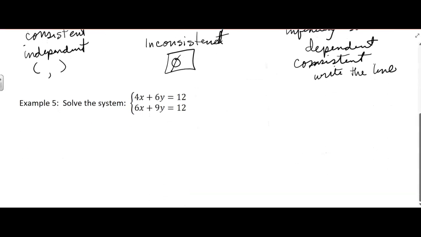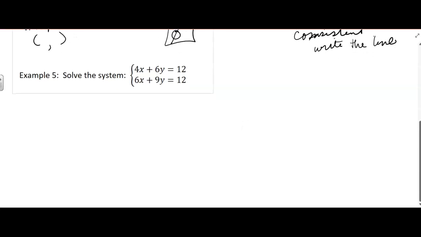All right. So let's see what happens with this next system. I've got 4x plus 6y equals 12 and 6x plus 9y equals 12. Okay. Well, I'm thinking I want to eliminate something. So I'm going to go for the x's. The numbers are a little bit smaller. So I'm going to multiply the top equation. Let's see, what do 4 and 6 both go into? 12. So I'm going to multiply the top one by -3 and the bottom one by 2. Okay, and that'll get me a -12 and a 12.